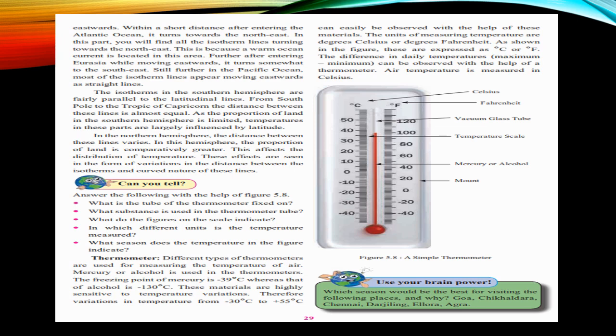Mercury or alcohol is used in the thermometer. The freezing point of mercury is minus 39 degrees Celsius, whereas that of alcohol is minus 130 degrees Celsius. These materials are highly sensitive to temperature variations. Therefore, variations in temperature from minus 30 to plus 55 degree can be easily observed with the help of these materials. The units of measuring temperature are degree Celsius or degree Fahrenheit. As shown in the figure, they are expressed as degree C or degree F. The difference in daily temperatures, maximum minimum, can be observed with the help of thermometer.